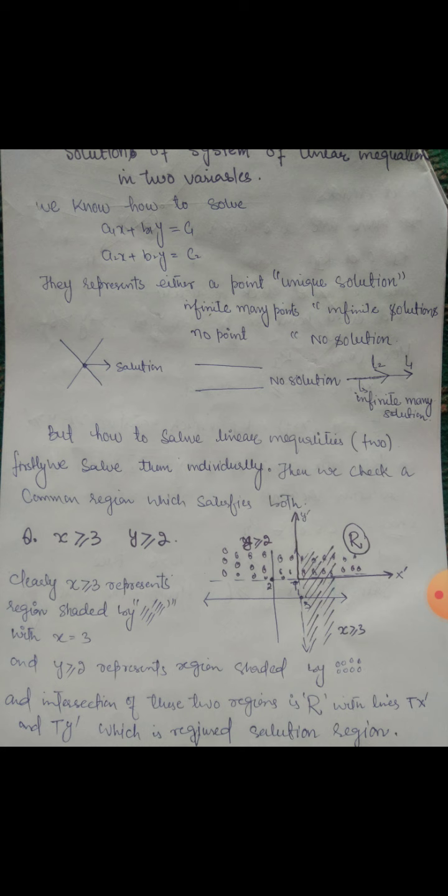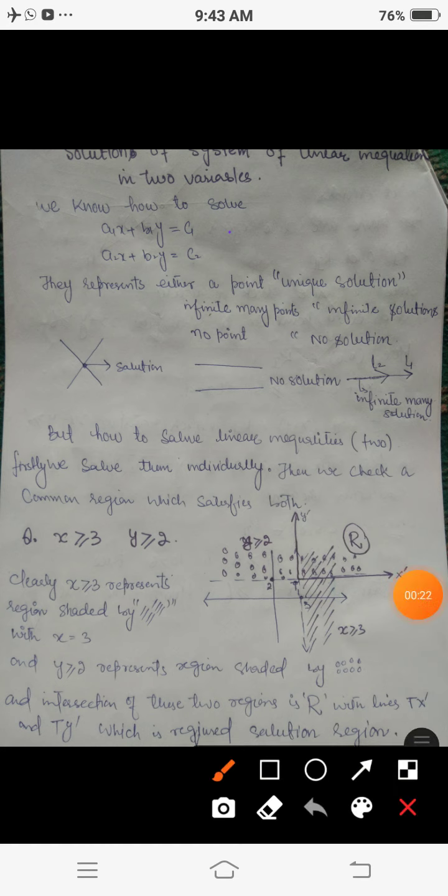Today we are going to discuss the solution of a system of linear inequations in two variables. You know how to solve a system of linear equations in two variables, like a1x plus b1y equals c1 and a2x plus b2y equals c2. Now this is the system of linear equations. You know that each linear equation represents a straight line.